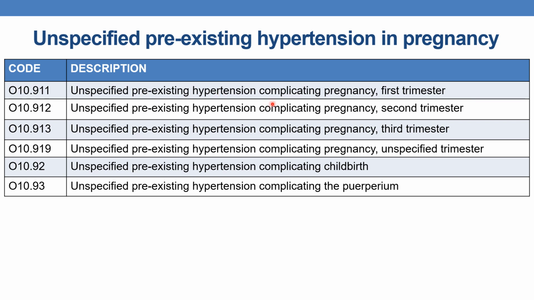Unspecified pre-existing hypertension complicating pregnancy first trimester. And O10.912 indicates unspecified pre-existing hypertension complicating pregnancy second trimester. O10.913 indicates unspecified pre-existing hypertension complicating pregnancy third trimester. O10.919 indicates unspecified trimester. O10.92 indicates unspecified pre-existing hypertension complicating childbirth, and O10.93 indicates unspecified pre-existing hypertension complicating the puerperium.